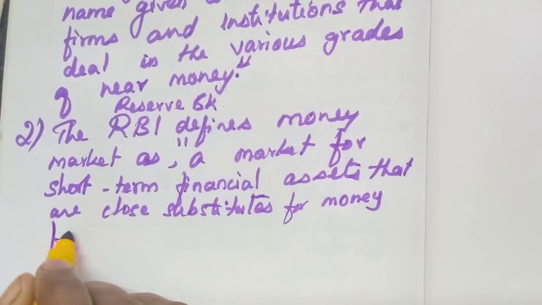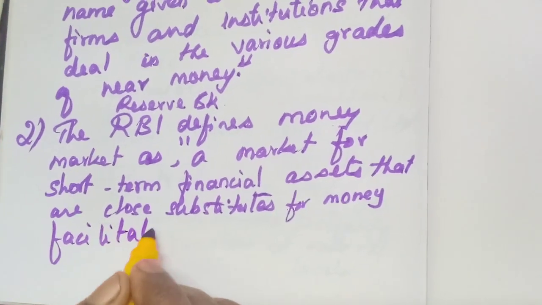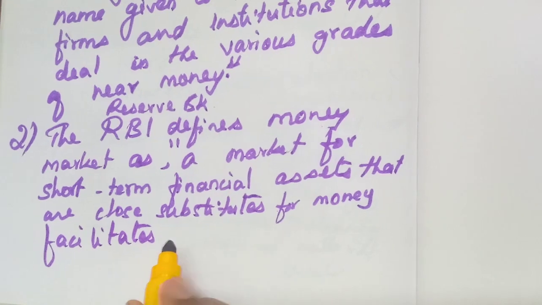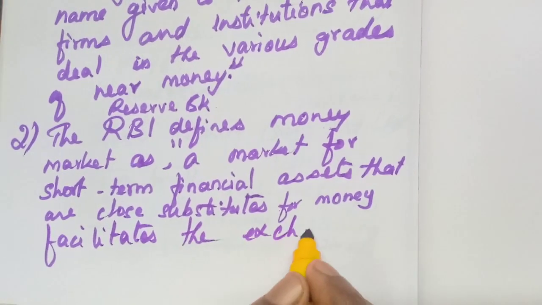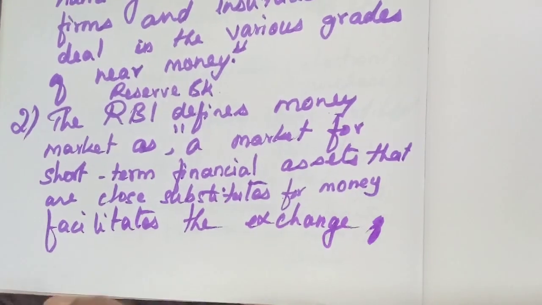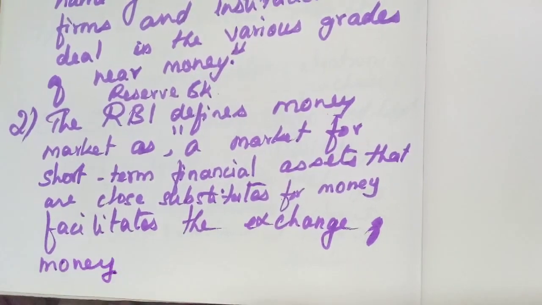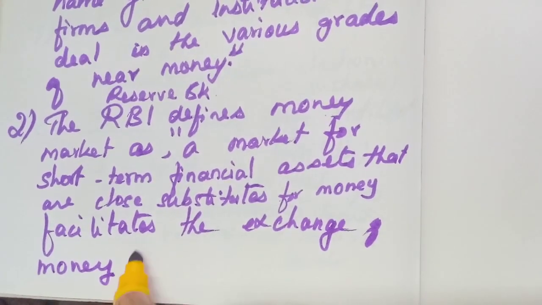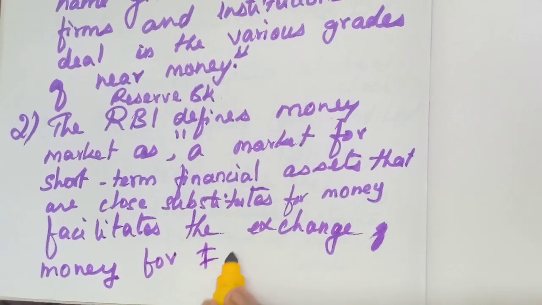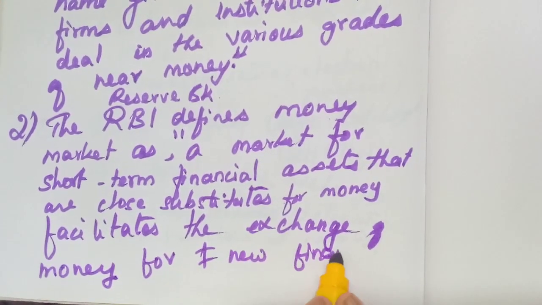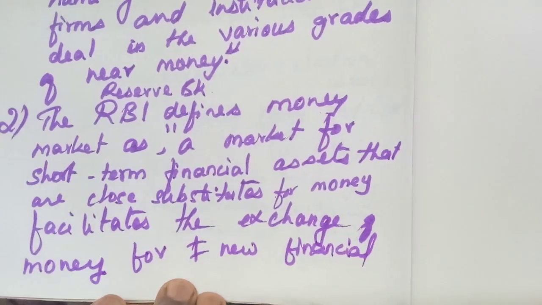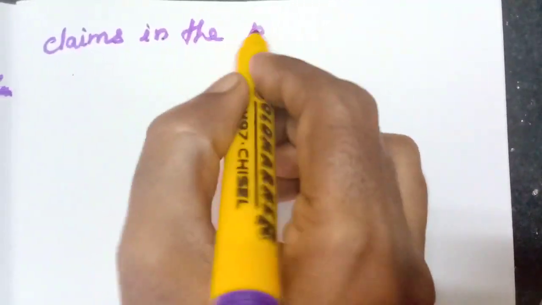Facilitates the exchange of money for new financial claims. Facilitates the exchange of money for new financial claims in the primary market. Where will we get the new financial claims? In the primary market.